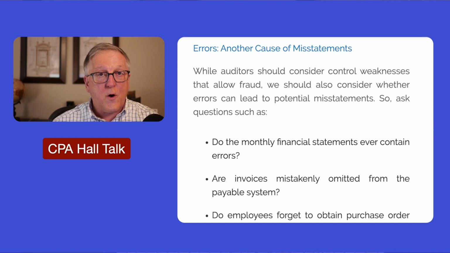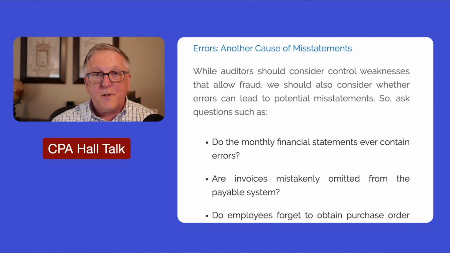Either there's fraud, sometimes we'll have somebody cooking the books or stealing assets, or two, the second way is through error. So as you do your walkthroughs, be thinking about the first, which is the fraud potential, but also think about errors and how those could create a material misstatement.